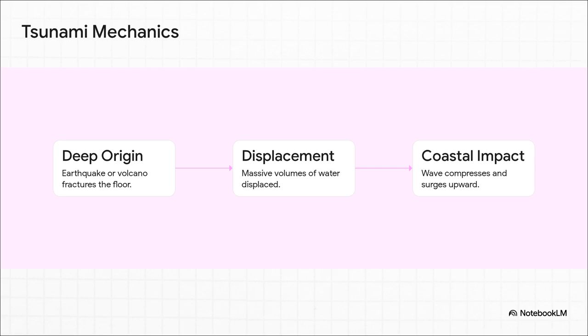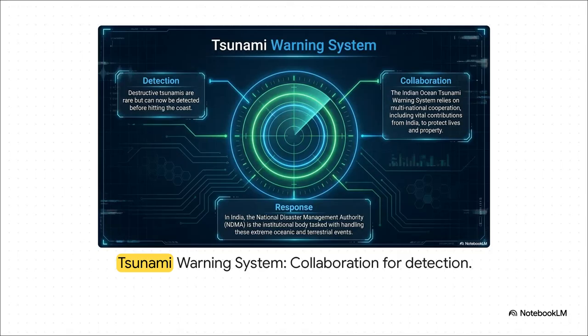This triggers Step 2, energy displacement. Massive volumes of water are instantly displaced, sending incredibly powerful waves traveling at jet-like speeds over thousands of kilometers. Finally, Step 3 is the coastal impact. As that energy hits the shallower shore, the wave compresses, surges upward, and submerges coastal areas, causing widespread devastation. And as a quick aside here, the oceans also breed violent storms and cyclones through atmospheric interactions, just adding to their raw destructive power.